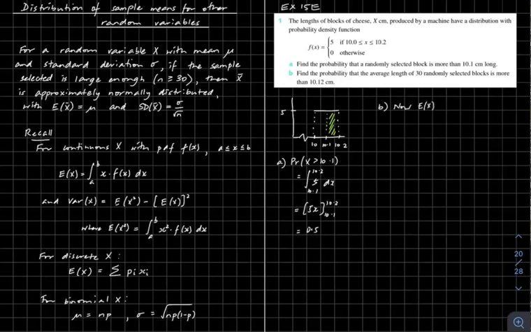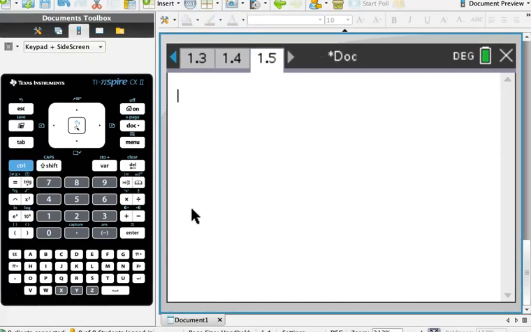The expected value of x, which is going to be the same as the expected value of x bar, is going to be equal to the integral from 10.1 to 10.2. Remember, it's x times f of x, so x times 5 dx. We could easily do that tech free, but because at some point during this question it's probably going to become tech active, let's grab our calculator and actually work this out.